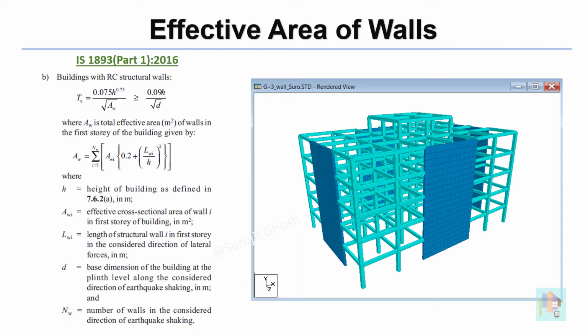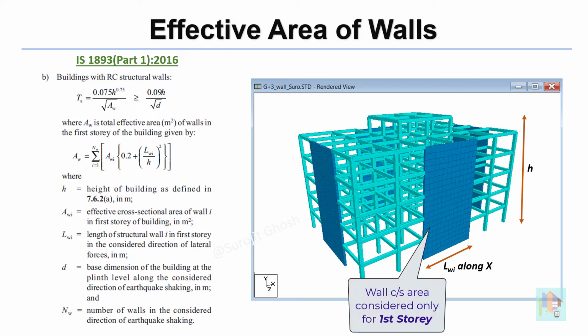For AW calculation, length, width, and height of the wall are required. Length of the wall is considered in the direction of lateral force, which we have already discussed, and full building height is considered as the height of the wall. Also, we need to consider the walls located only in the first story of the building. If the dimension or location of the walls is different in other stories, then also wall data for the first story is used.